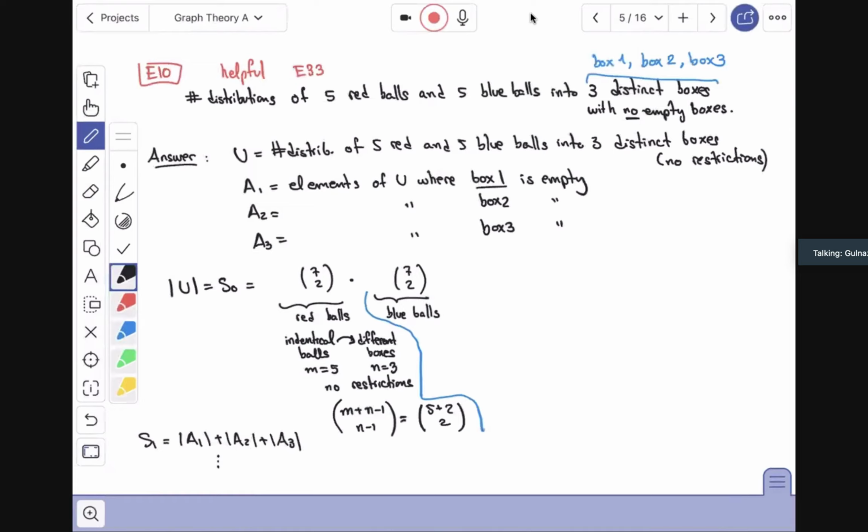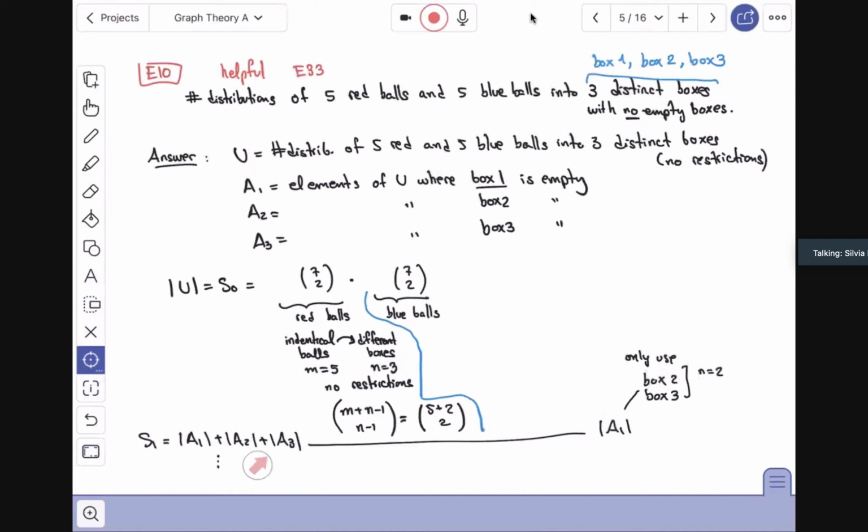Right? And so it's going to be almost the same as this one, it's going to be 6 choose 2, because your n changes. But then you have to multiply times 3 because you have to do it for A1 and then for A2, which is going to be the same computation, and then for A3, which is going to be the same computation. So it's going to be 3 times 6 choose 2.